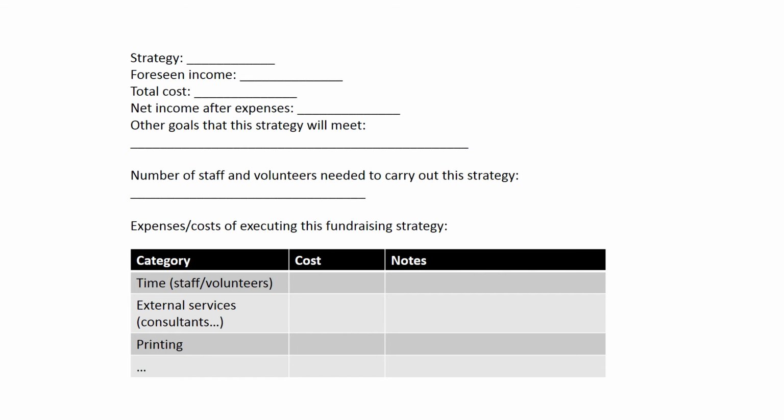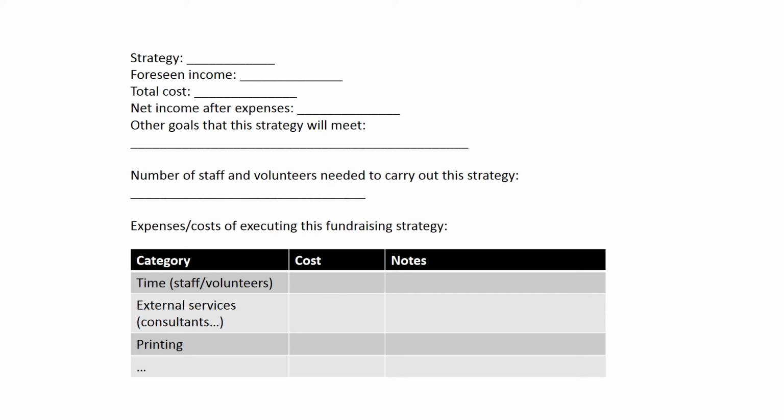Another important thing that could be interesting for you to note is the other goals that this strategy will meet. For example, donor appreciation, acquisition of new donors, publicity, involving board members in fundraising, and so on. Also, take note of how many staff members and volunteers are needed to carry out the strategy.